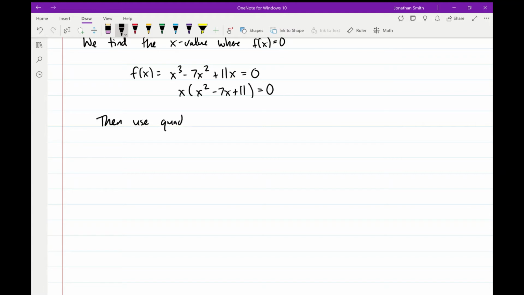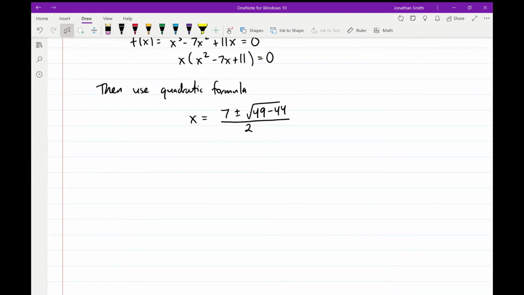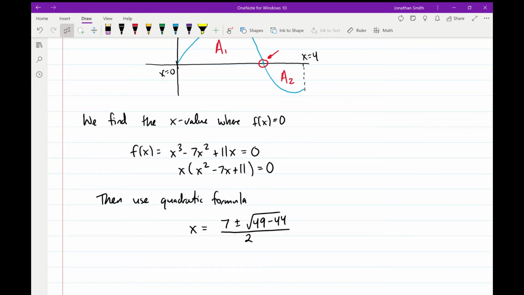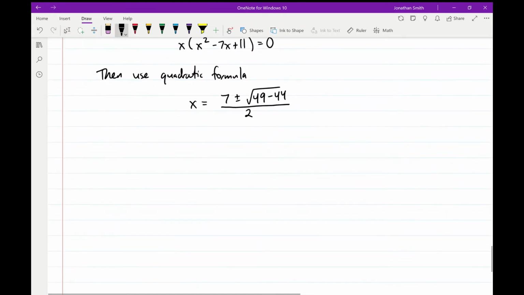So then use the quadratic formula, and we're going to get solutions. x is equal to 7 plus or minus the radical of 49 minus 44 all over 2 times a, which is just 2 in this case. And if you put this into a calculator, you're going to find that this point we're looking at, represented by the red circle where the function crosses the x-axis, is going to be 7 minus the square root of 5 over 2, which is approximately 2.38.